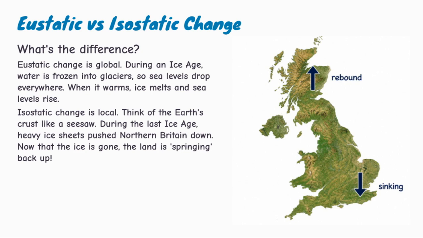Isostatic change is local. This is about the land rising or falling. The slide gives us a useful image. Think of the Earth's crust like a seesaw. During the last ice age, heavy ice sheets pushed northern Britain down. When the ice melted, that huge weight was removed. Since then, the land has slowly been springing back up. This is isostatic recovery. So the simple difference is, eustatic change equals sea level changes globally. Isostatic change equals land level changes locally.